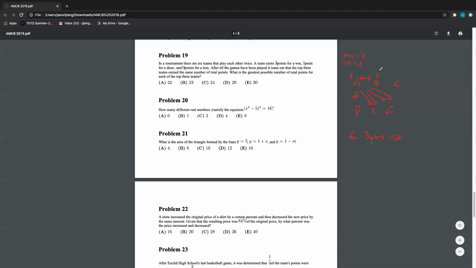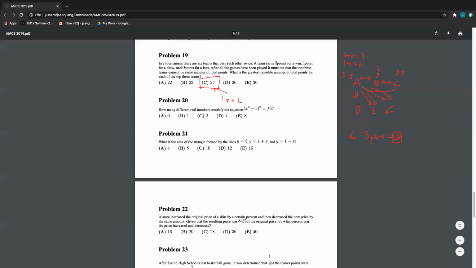So A and B each get 3. B and C each get 3 from playing each other. And then when A and C play, they each get 3. That's another 6 points in addition to what they already had, which was 18. So we have 18 plus 6, which is 24.